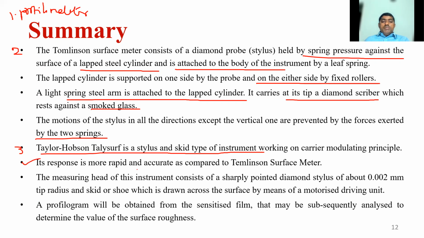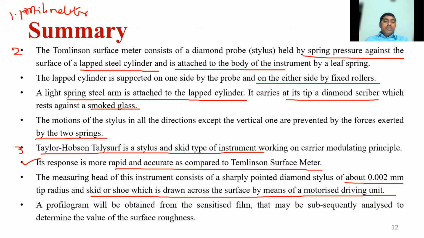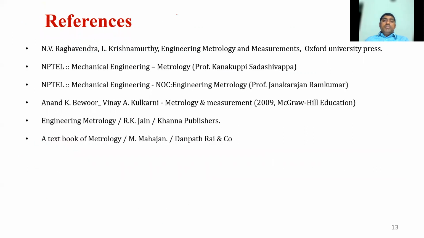Its response is more rapid and accurate as compared to the Tomlinson surface meter. The measuring head of this instrument consists of a sharply pointed diamond stylus of about 0.002 mm tip radius and a skid or shoe which is drawn across the surface by means of a motorized driving unit. A profilogram will be obtained from the sensitized film that may be subsequently analyzed to determine the value of the surface roughness. So this is about today's class.